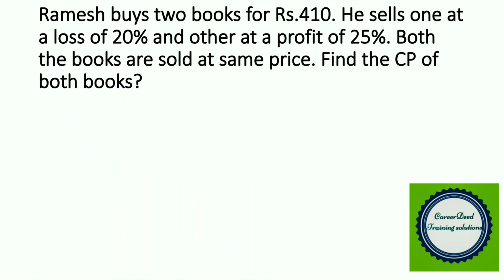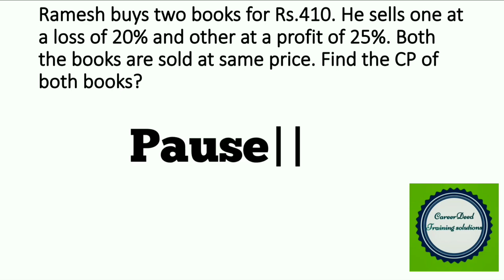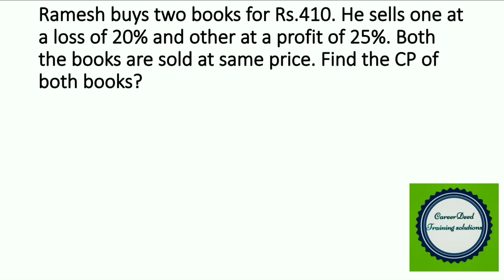Ramesh buys 2 books for rupees 410. He sells one at a loss of 20% and the other at a profit of 25%. Both the books are sold at the same price. Find the cost price of both the books. Okay, hope you got the clue. Pause the video, work, then play the video. Hope you got the answer.